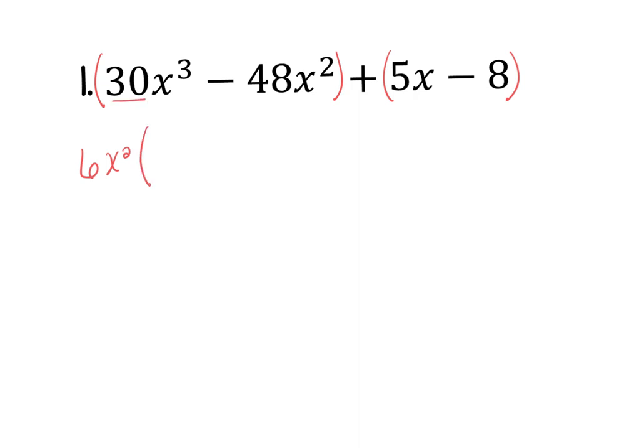So 30 divided by 6 is 5. And then I took 2 of my x's out, so this one just has an x left. Bring down your minus. 48 divided by 6 is 8. I took both of my x's out, so I don't have any x's left. In the second group, between the 5 and the 8, do I have anything in common? What about my variables? No.